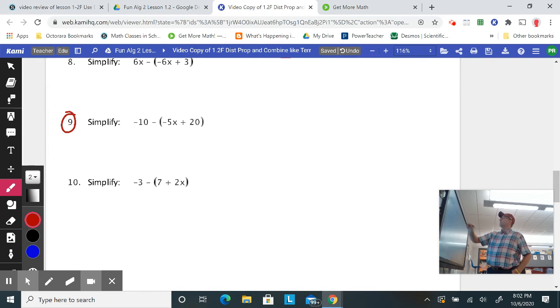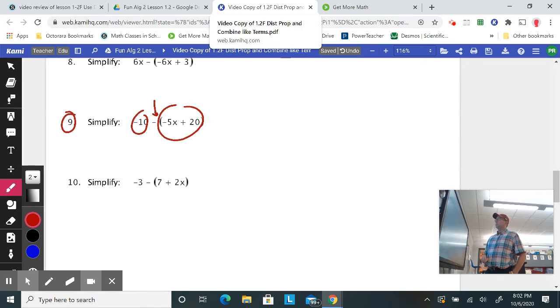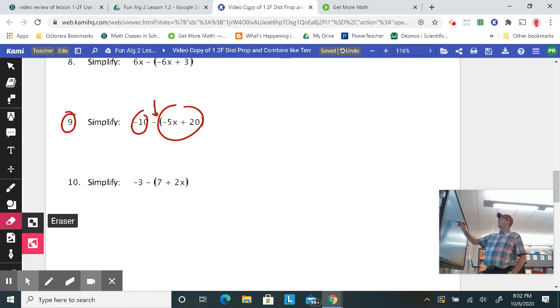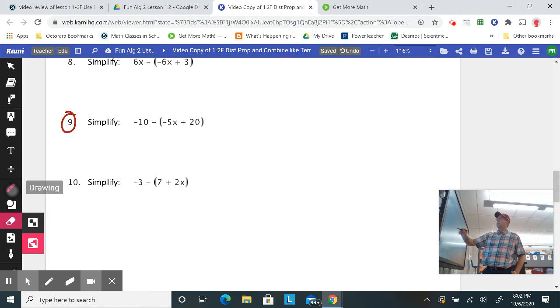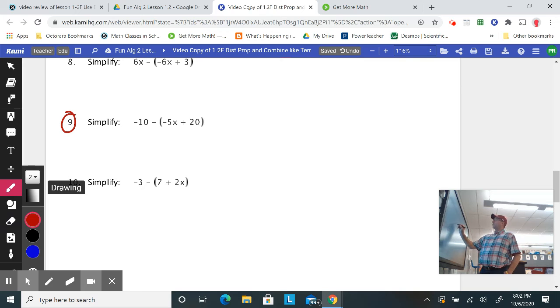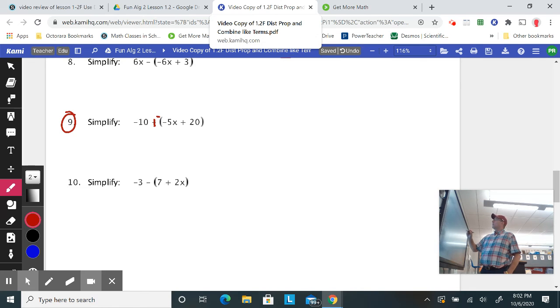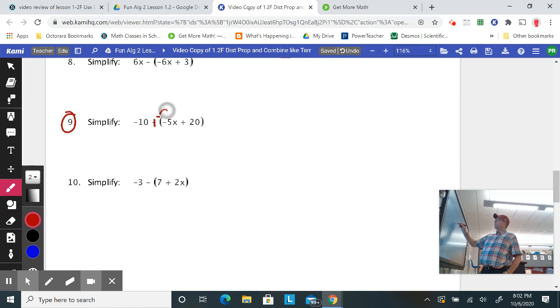Let's do 9 yet. So -10, we're subtracting this whole thing right there. So the advice is, to get it right, change the subtraction here to an addition, and then think of the whole thing as being its opposite. So it's like a -1 being distributed here, which makes that a +5x. A -1 times a +20 would be a -20.